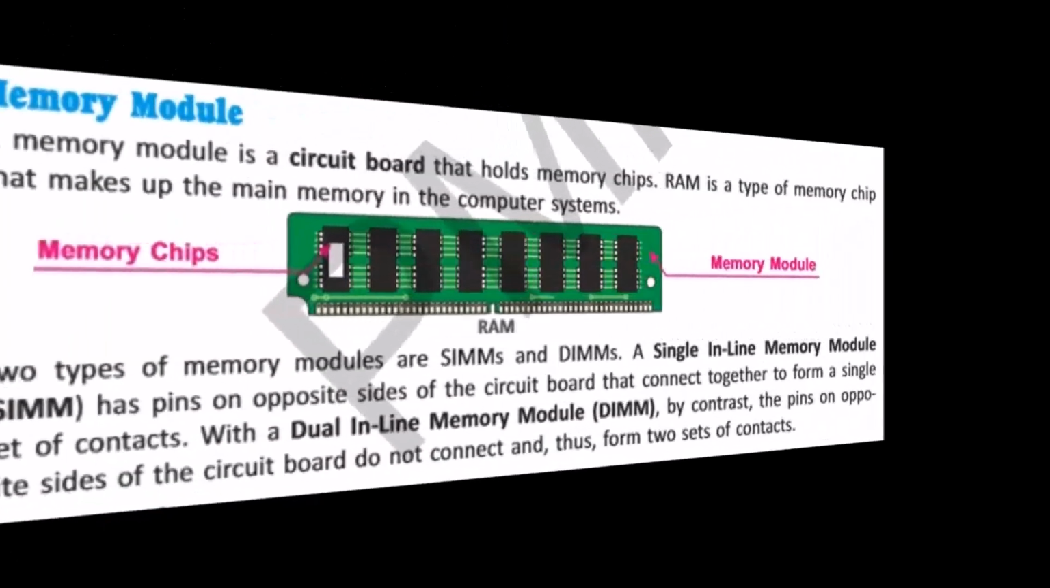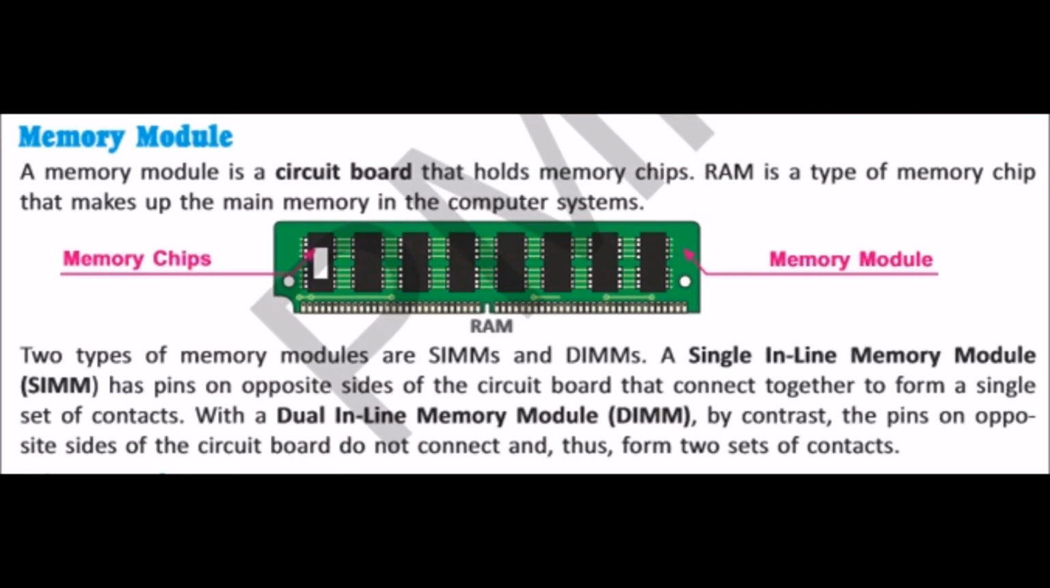Now we will discuss memory module. You can see in the figure that it is a circuit board on which memory chips are attached. There are two types of memory modules, SIMMs and DIMMs. Single inline memory module: in this module, pins on opposite sides are connected together to form a single connection. While in dual inline memory module, the pins on opposite sides do not connect. Thus, two sets of contacts are created.